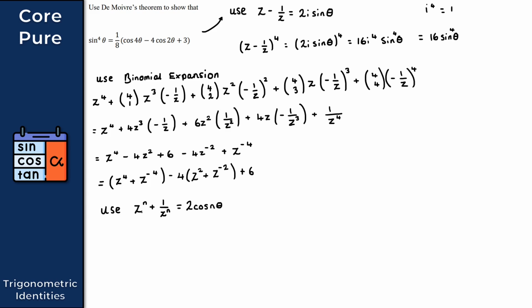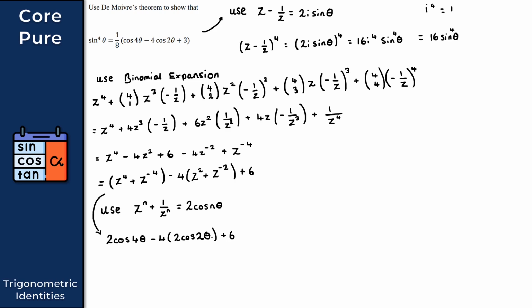So what I've got here is z to the 4 plus z to the minus 4. Using this result, what we get is 2 cos 4 theta. I do this underneath. We get 2 cos 4 theta. Obviously my power here is 4, right? So we get 2 cos 4 theta. I've then got minus 4 bracket z to the 2 plus z to the minus 2. So that's just going to be 2 cos 2 theta. And then finally here, plus 6.